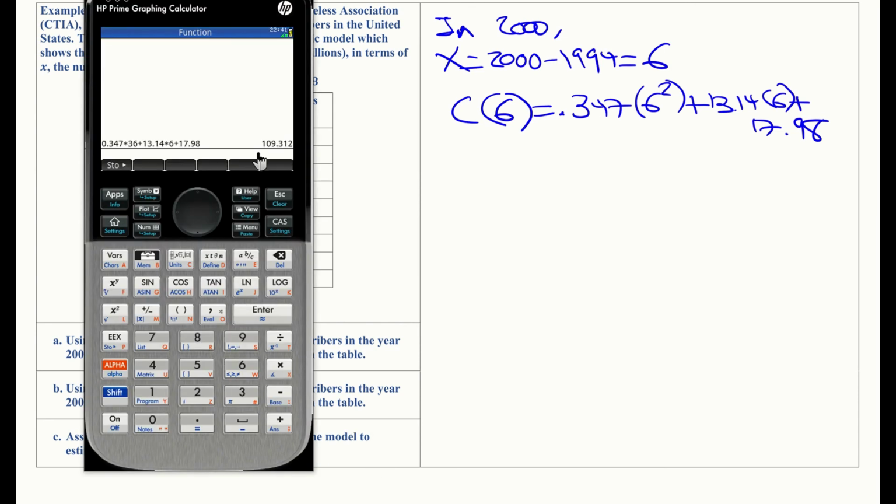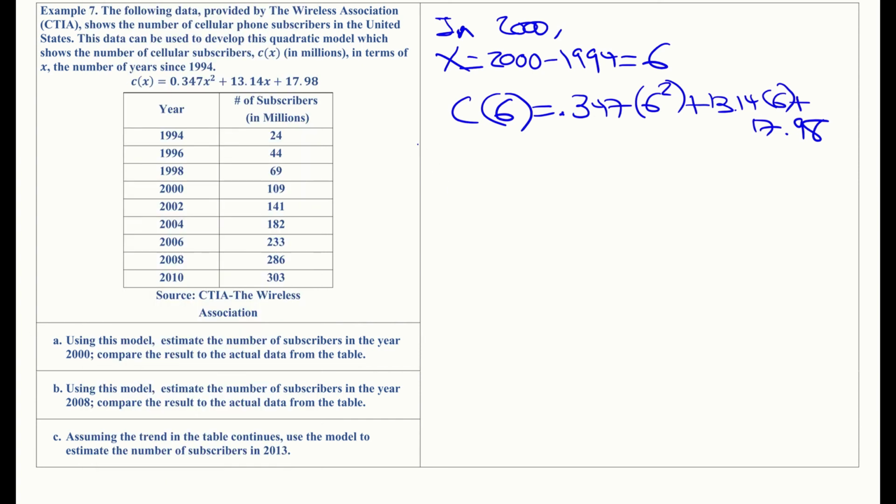So approximately 109.3. And of course, remember, that's in millions. So according to the model, it should be around that many million, right? So now we want to see how that result compares to the actual value from the data. See, very, very closely related to that. These are actual numbers from the association.